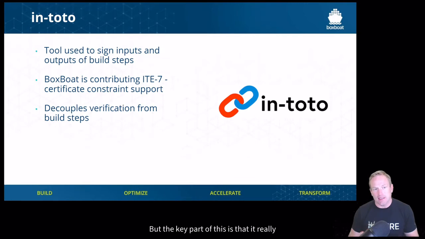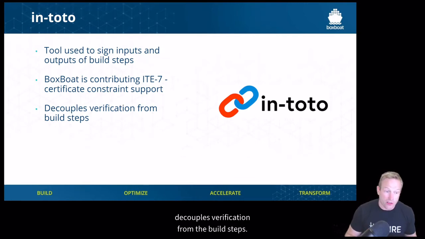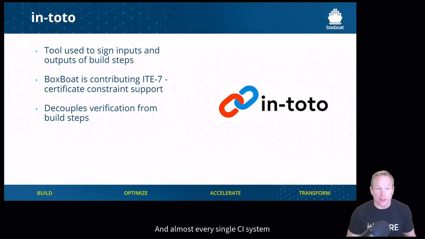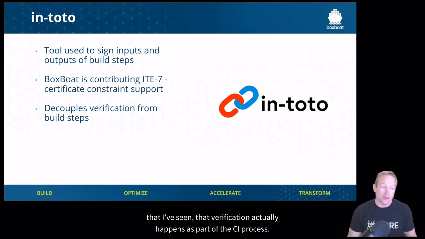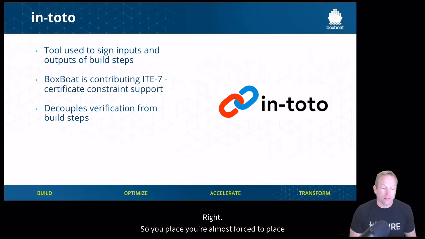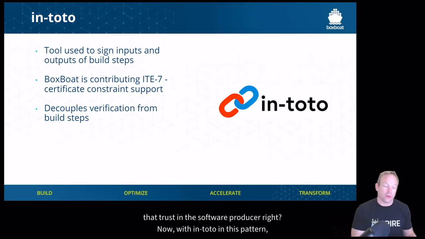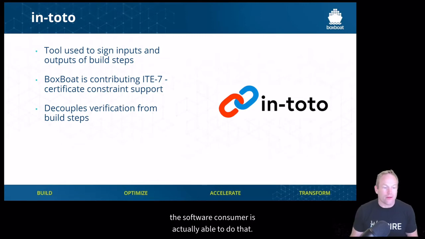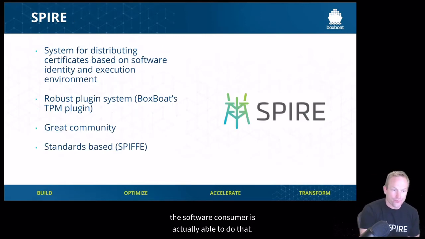But the key part of this is that it really decouples verification from the build steps. In almost every single CI system that I've seen, that verification actually happens as part of the CI process, so you're almost forced to place that trust into the software producer. Right now, with in-toto, in this pattern, the software consumer is actually able to do that.